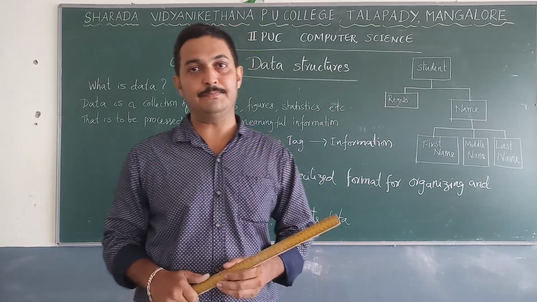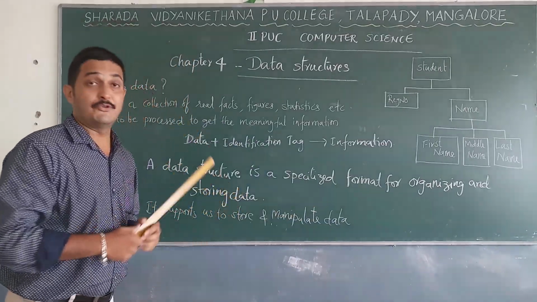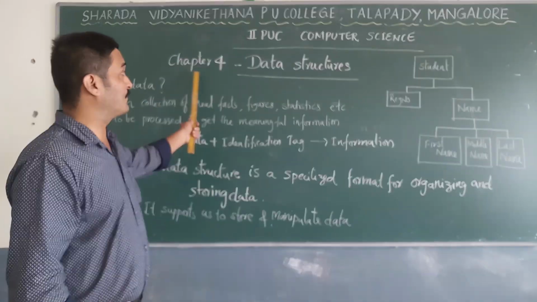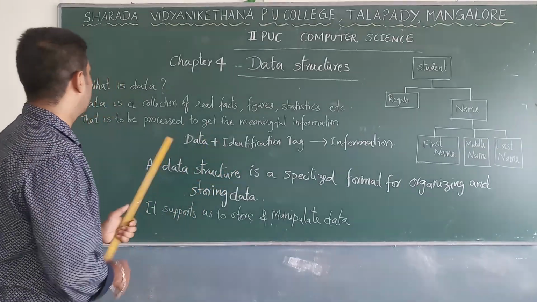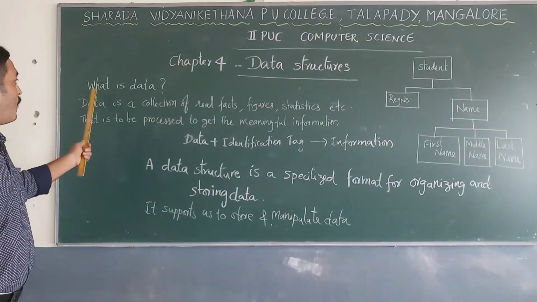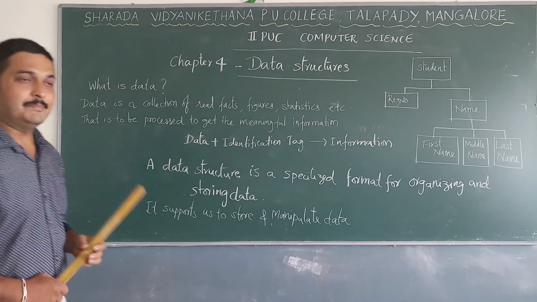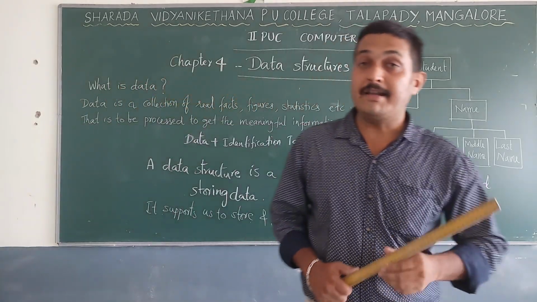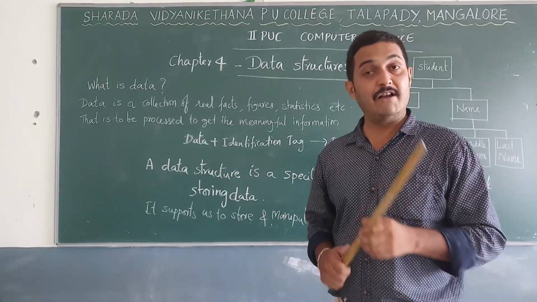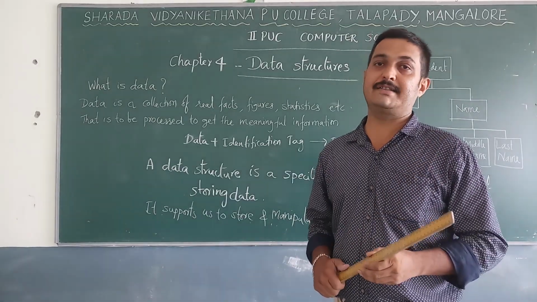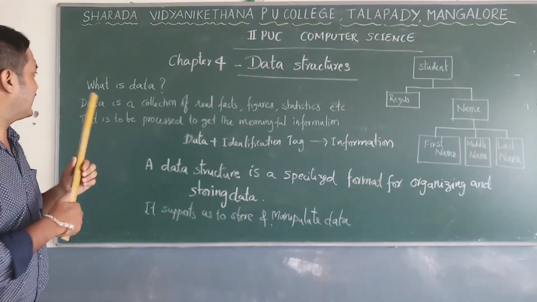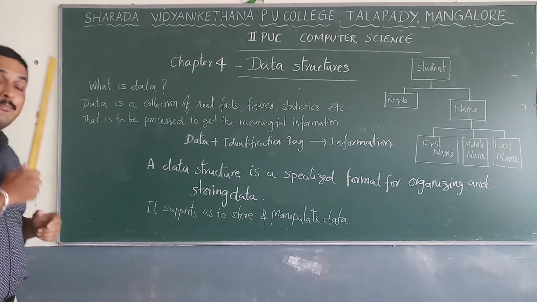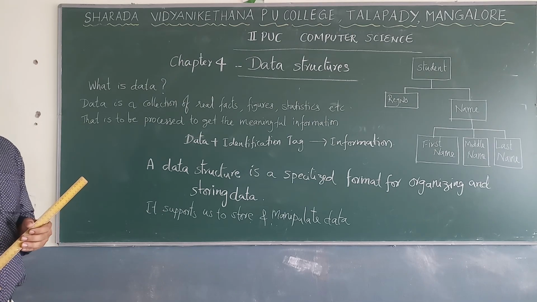So now I am going to teach you about second PUC computer science, and in that chapter 4, data structures. So in that chapter, what is data? See, data means it's a collection of real world facts or real facts, statistics, figures, etc. So finally we can say that it is to be processed to get the meaningful information.